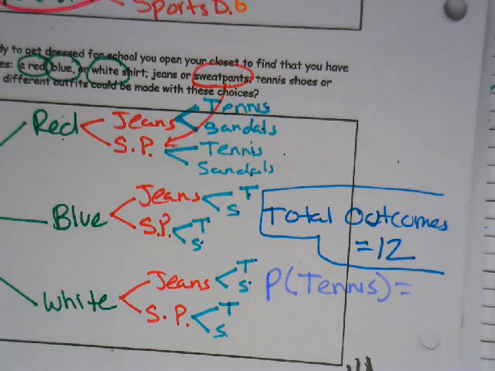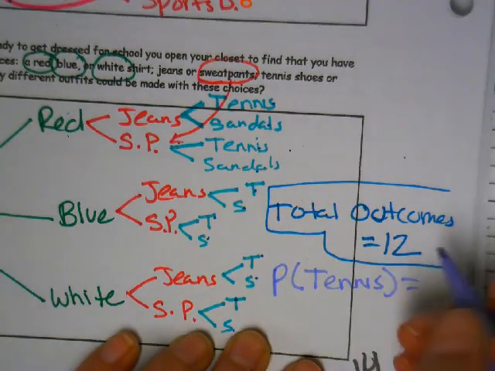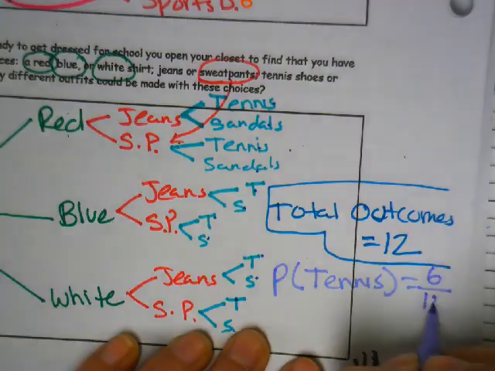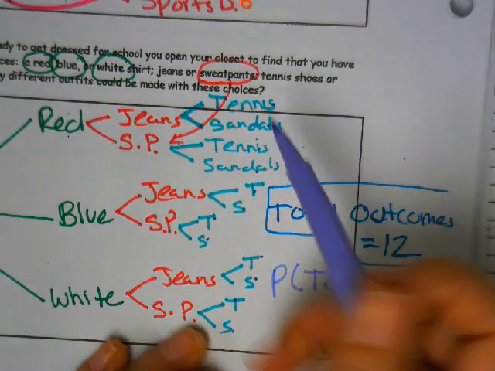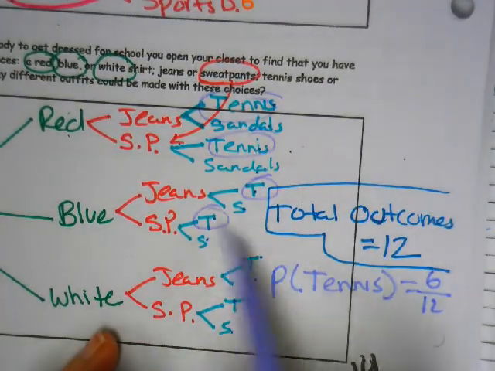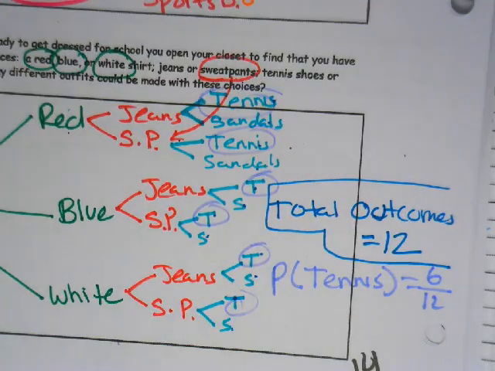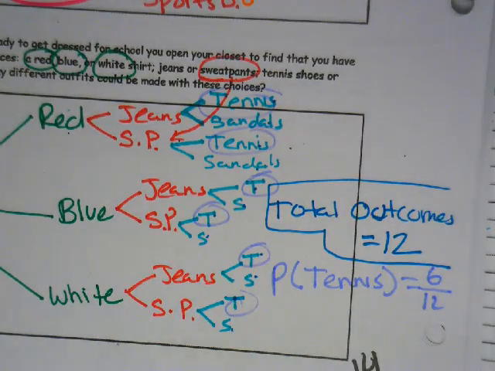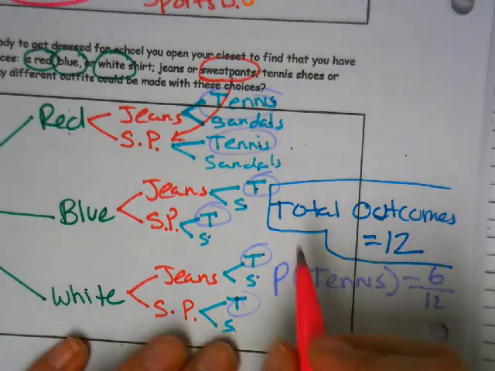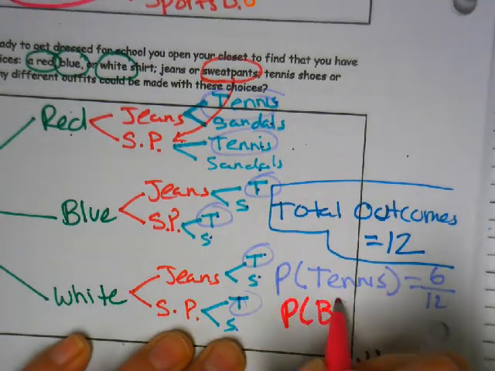I got 3 over 12, yeah. I got it wrong. Okay. How many tennies? 6 out of what? 12. If you got 6 out of 12, very good. So, you can see tennies, tennies, tennies. Right? All those are tennies. Okay.